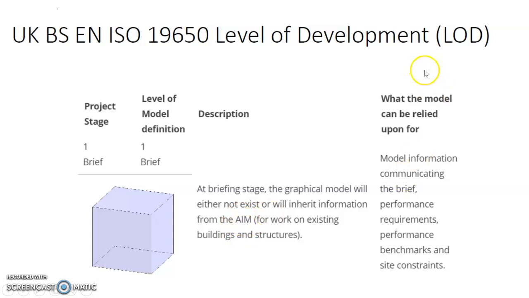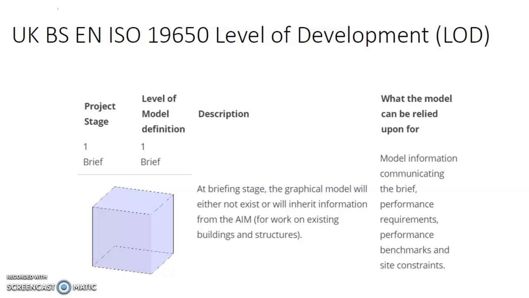So for the model at this level 1, what can the model be relied upon for? Well, it is model information communicating the brief, the performance requirement, the performance benchmark, and the site constraint. So you can see at level 1, there is very little information that you want to put into your BIM model. But as you go on from level 1 to level 2 and so on and so forth, more and more information will then be built into your BIM model.